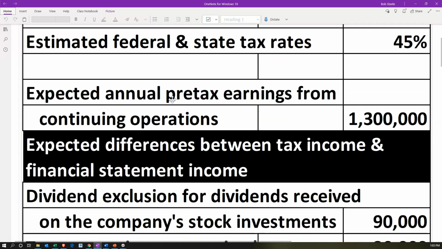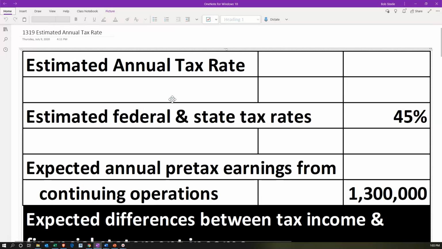Now what we need is an estimated annual tax rate because we're thinking about interim financial reporting. So if we're reporting for a quarter, quarterly reporting, or something like that, we have less than a year that we are reporting for. So some of the problems that we have to deal with then is the fact that the tax rate is applied on an annual basis. So how are we going to estimate the taxes that are accruing as time passes for the first quarter when it's an annual tax rate?